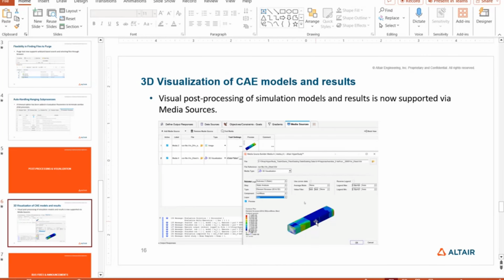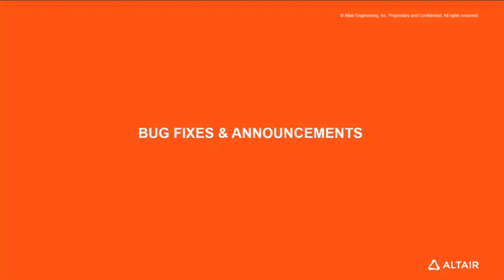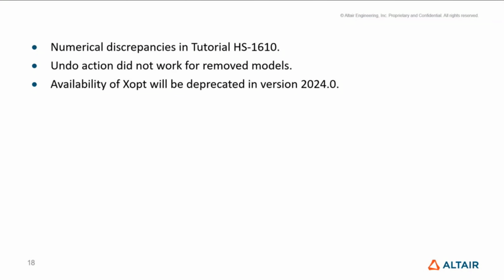This is all I have for the enhancements on all these improvements. And the last part is for bug fixes and stuff, or some announcements to make. We have two major fixes that we can mention here, which is noteworthy. Maybe there were some numerical discrepancies in tutorial HS 1610. We fixed it, and undo action was not working if you remove the models, and it wouldn't have brought the model back. So it's been fixed.